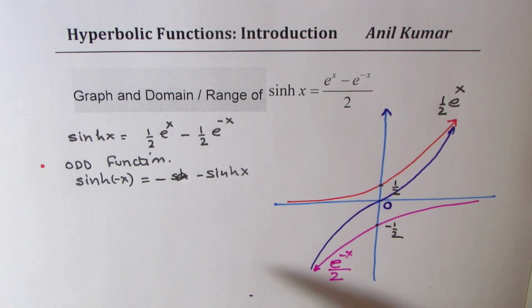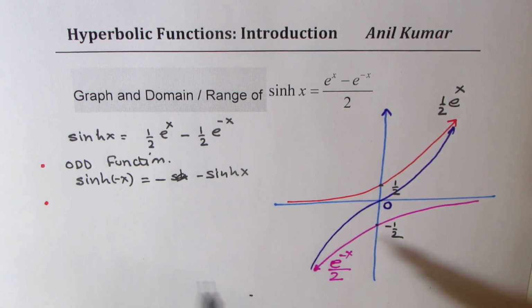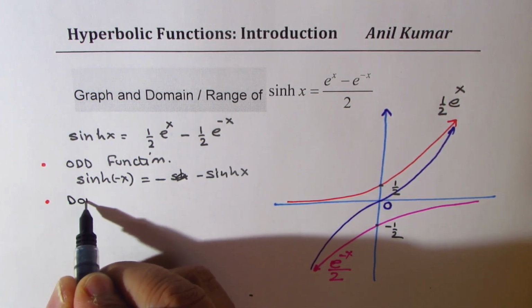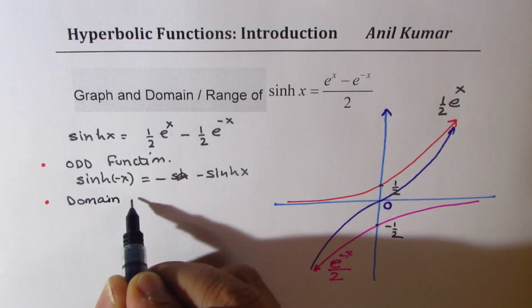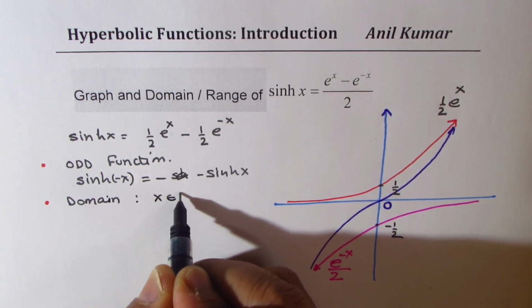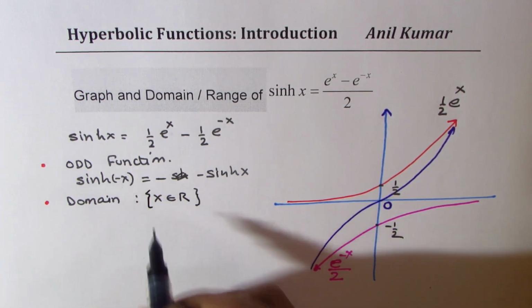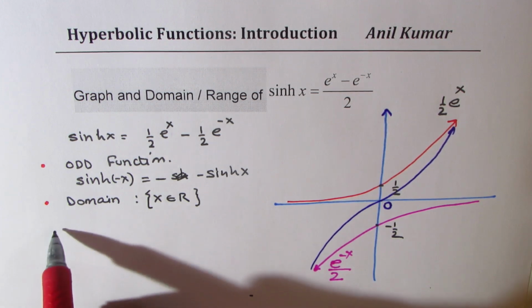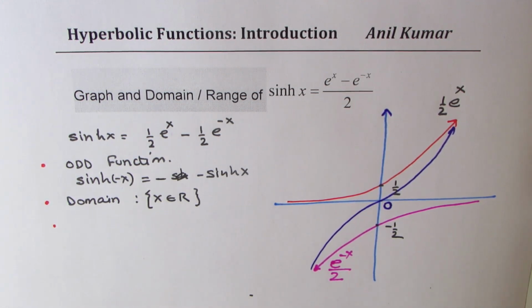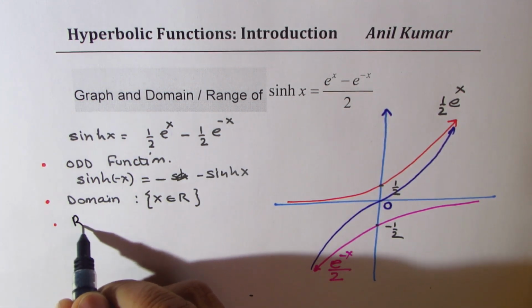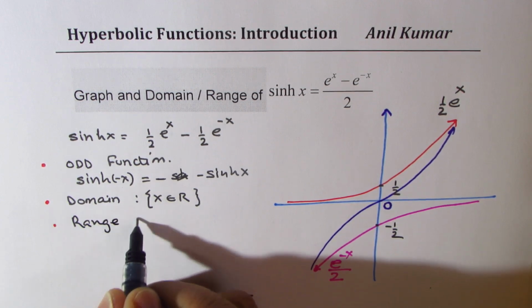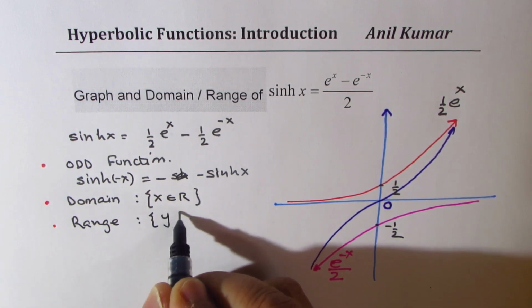And now let's look into domain and range of sine hyperbolic x. As far as domain is concerned, there are no restrictions, correct? Domain is x belongs to real numbers, as we saw for cos hyperbolic x. Range, is there any restriction on range? Not at all, right? So range is also all real numbers.